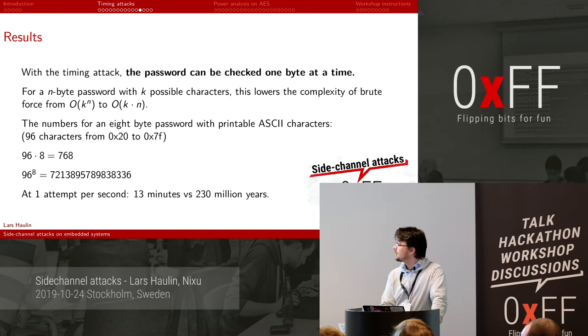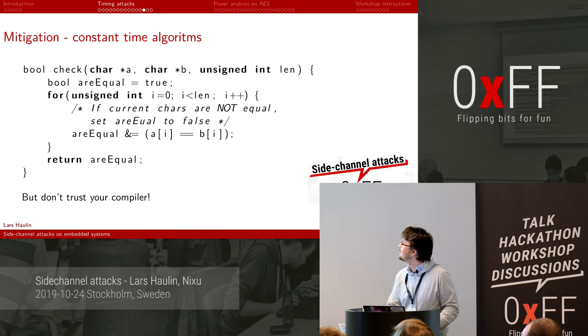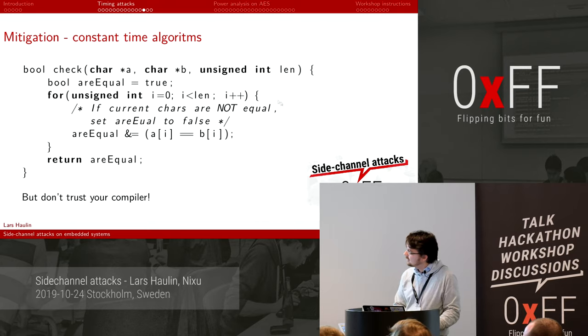You can use constant time checking algorithms. So what this function does, it goes through the strings A and B with a length, and it checks every byte. Then it computes the value: are they equal or not? And then it ANDs it with these are equal. So if at any time during the execution this is false, then the all-equals will be set to false, and the return value will be false.